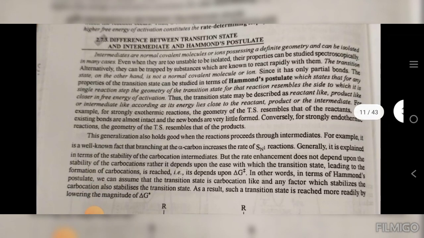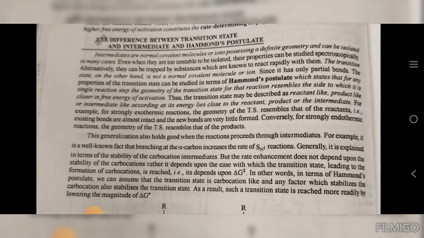Difference between transition state and intermediate, and Hammond's postulate. Intermediates are normal covalent molecules or ions possessing a definite geometry and can be isolated in many cases. Even when they are too unstable to be isolated, their properties can be studied spectroscopically. Alternatively, they can be trapped by substances which are known to react rapidly with them.